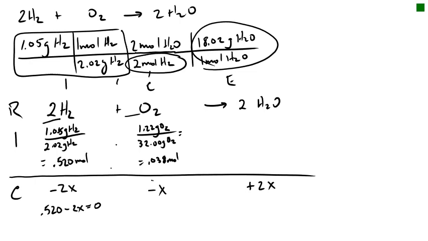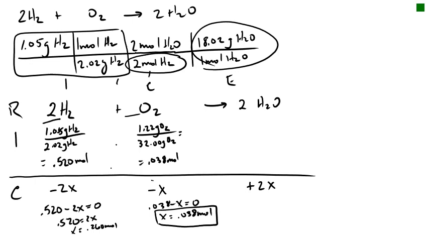So now, solving my equation, I'd have 0.520 equals 2x. So my x would equal 0.260 moles. When I do the oxygen, the same thing: I'd have 0.038 minus x equals 0. So my x would equal 0.038 moles. Now, since the 0.038 moles is the smaller of my two amounts for x, I know that the oxygen will be my limiting reactant.